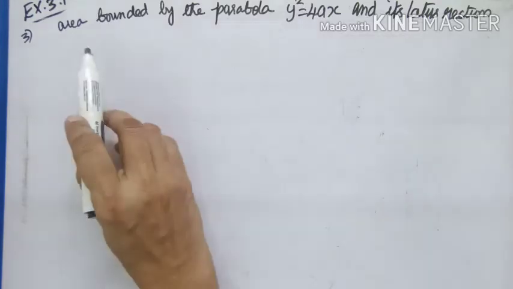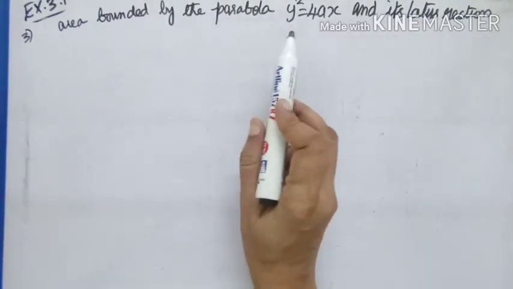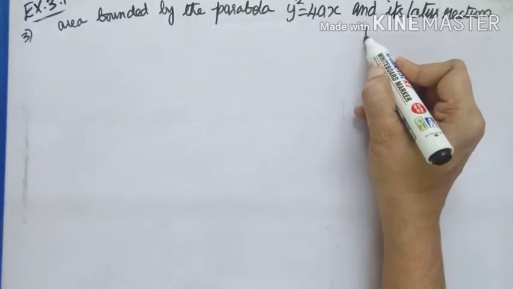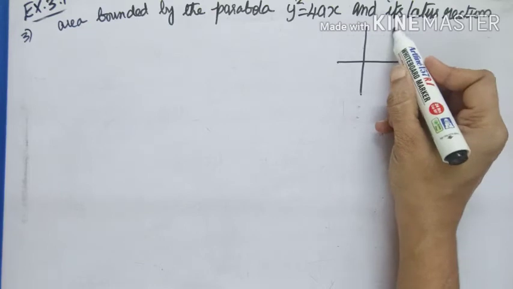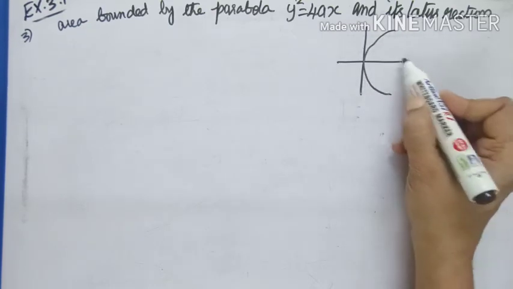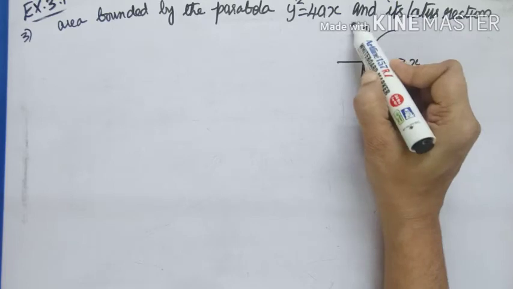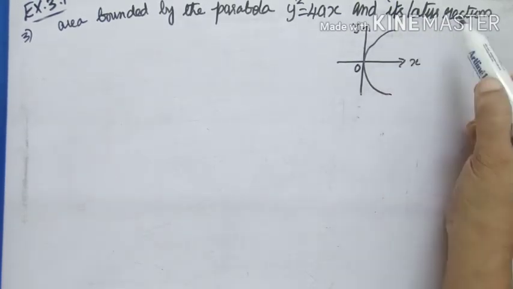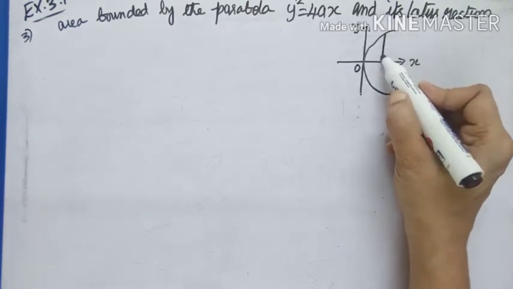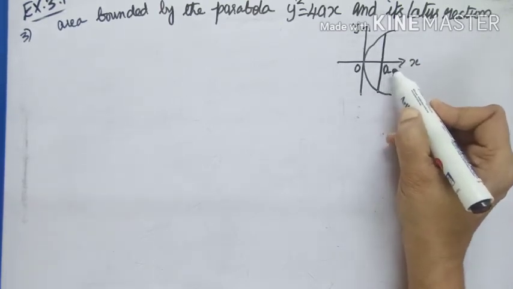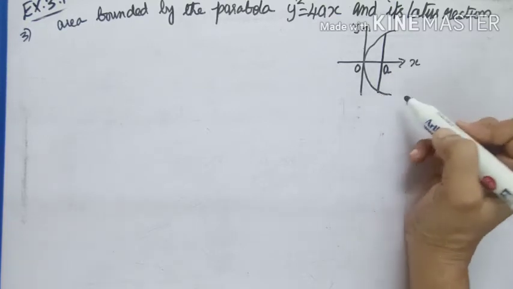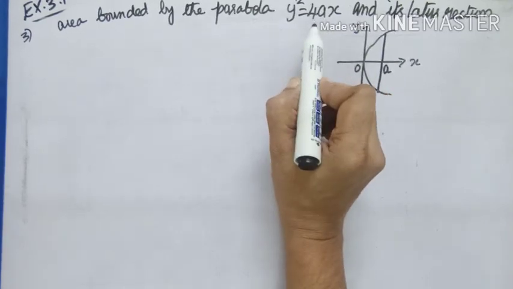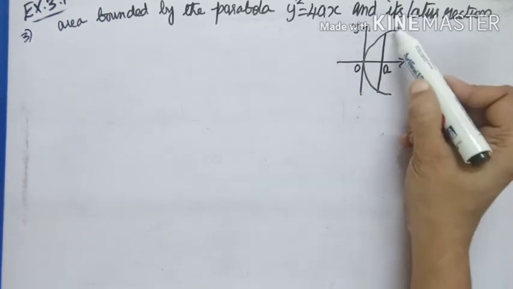Question number 3. Find the area bounded by the parabola. Whenever I see y square equal to 4ax, I must remember the diagram. It opens right. X-axis, y-axis. And this we call the vertex 0. And its latus rectum. The word latus rectum tells it is passing through A, the focus of the parabola. So, as we read y square equal to 4ax, what we learnt in 11th standard, we must recall the diagram.